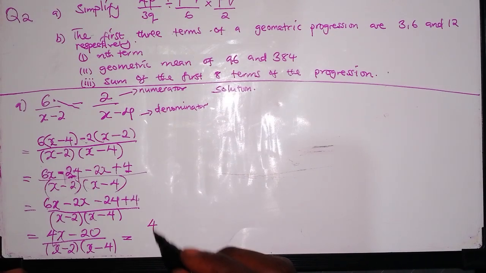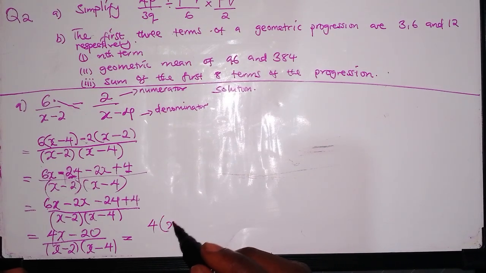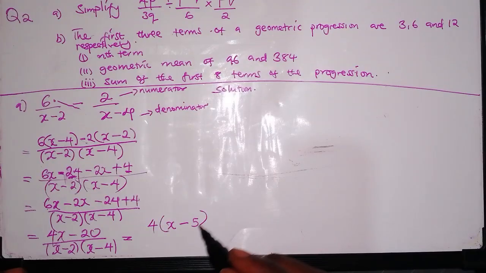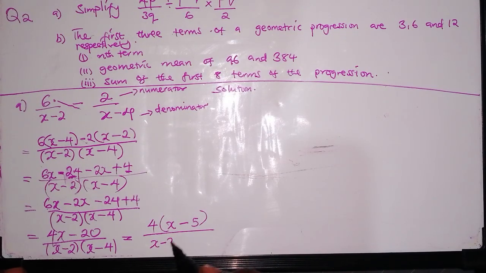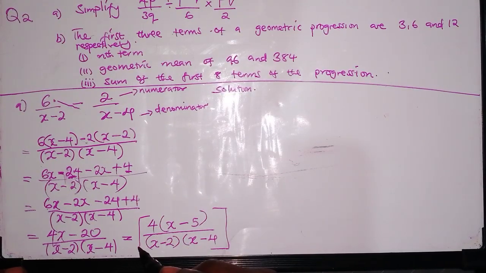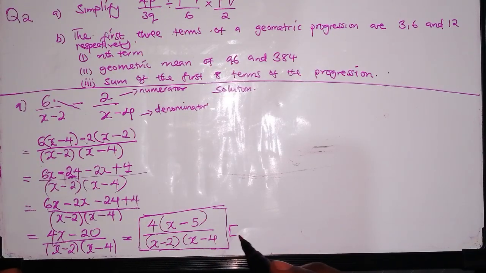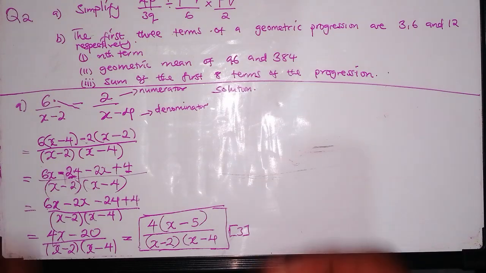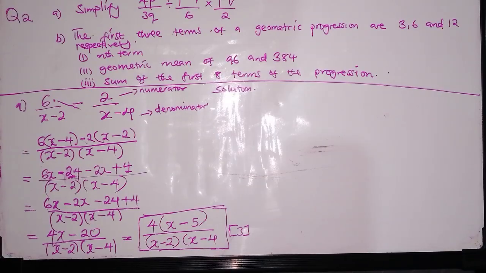So our final answer therefore will be 4x minus 5 divided by what? x minus 2, x minus 4. So meaning this is our final answer, which can get you 3 marks. So this is how you solve an express question, which is 3 marks.